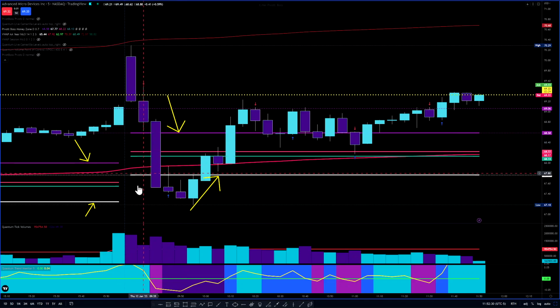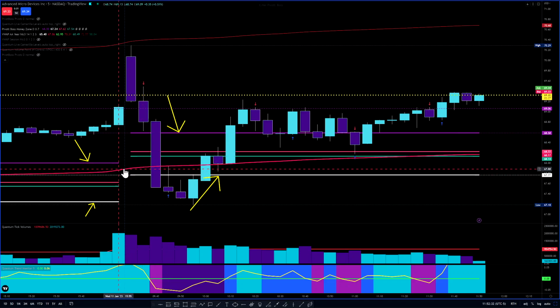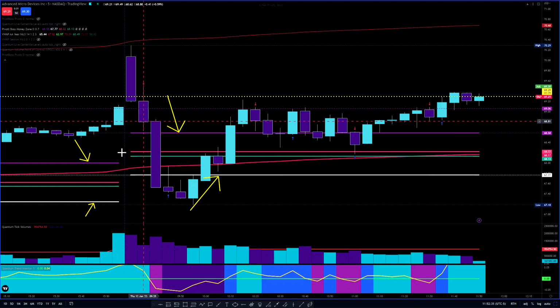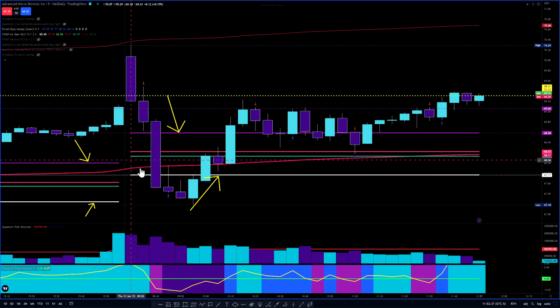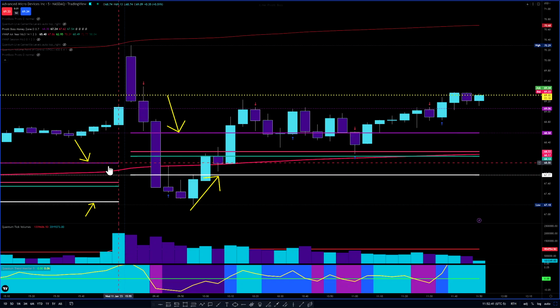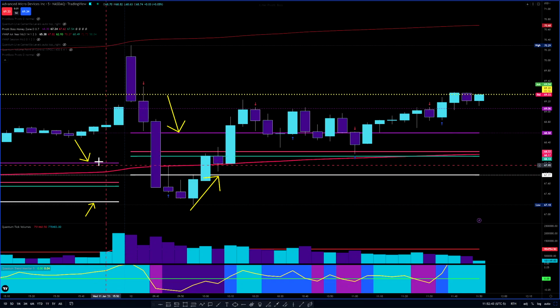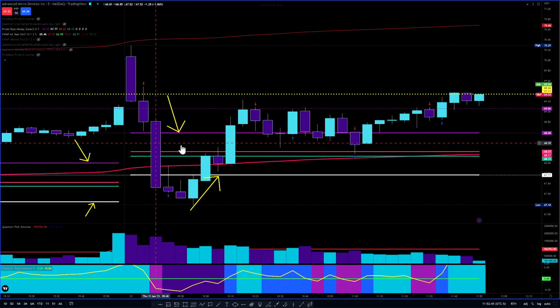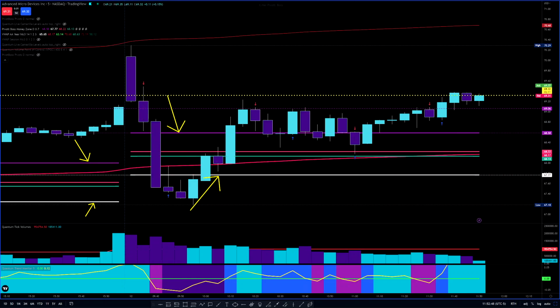So we have an overlapping higher value relationship. That means the value area high is higher than yesterday, but the value area low has not cleared above the previous day's value area high right here. So it's an overlapping higher value, which suggests a moderately bullish setup.